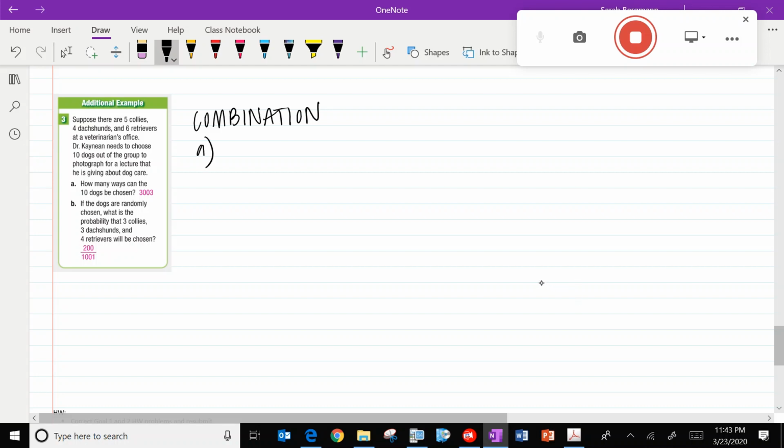So for part A, they're asking how many ways can the 10 dogs be chosen? So the first thing I need to figure out is how many total dogs there are. There are 5, 4, and 6, so I'm going to add those up to get that there are 15 total dogs to choose from. R is how many dogs I want to choose. I want to choose 10 dogs. So to find the answer, I'm going to do 15, choose 10. That'll give you 3,003.